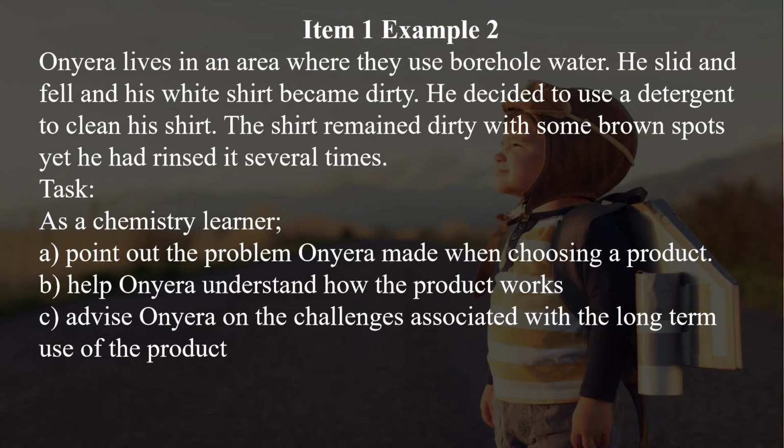Onyera, if we are to respond to this, point out the problem Onyera made when he was choosing a product. We can say that Onyera used a soapy detergent. He should have used a soapless detergent. So we have categorized detergent into soapy detergents and soapless detergent. Or we say Onyera used what? A soapy detergent. Now, help him understand how the product works.